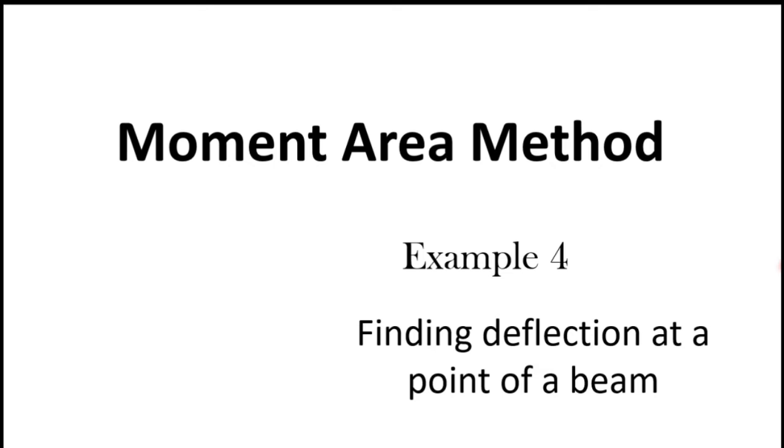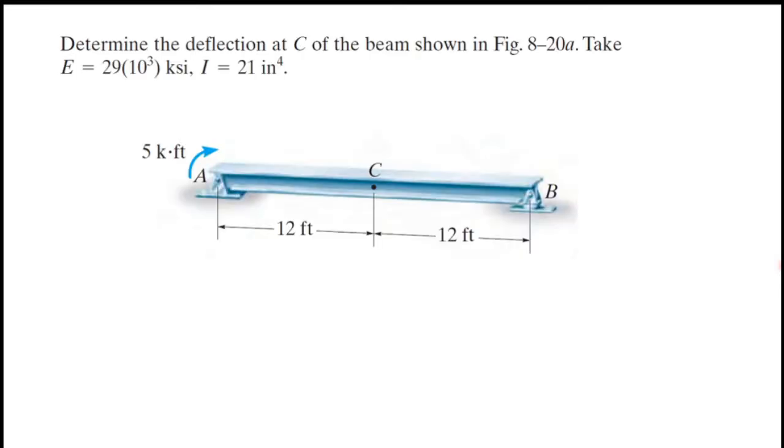In this video, I am going to show you how to find deflection at the point of a beam using moment area method. And this is the example 4 problem. You can see the problem here. It says determine the deflection at C of the beam shown in figure, and E and I values are given.